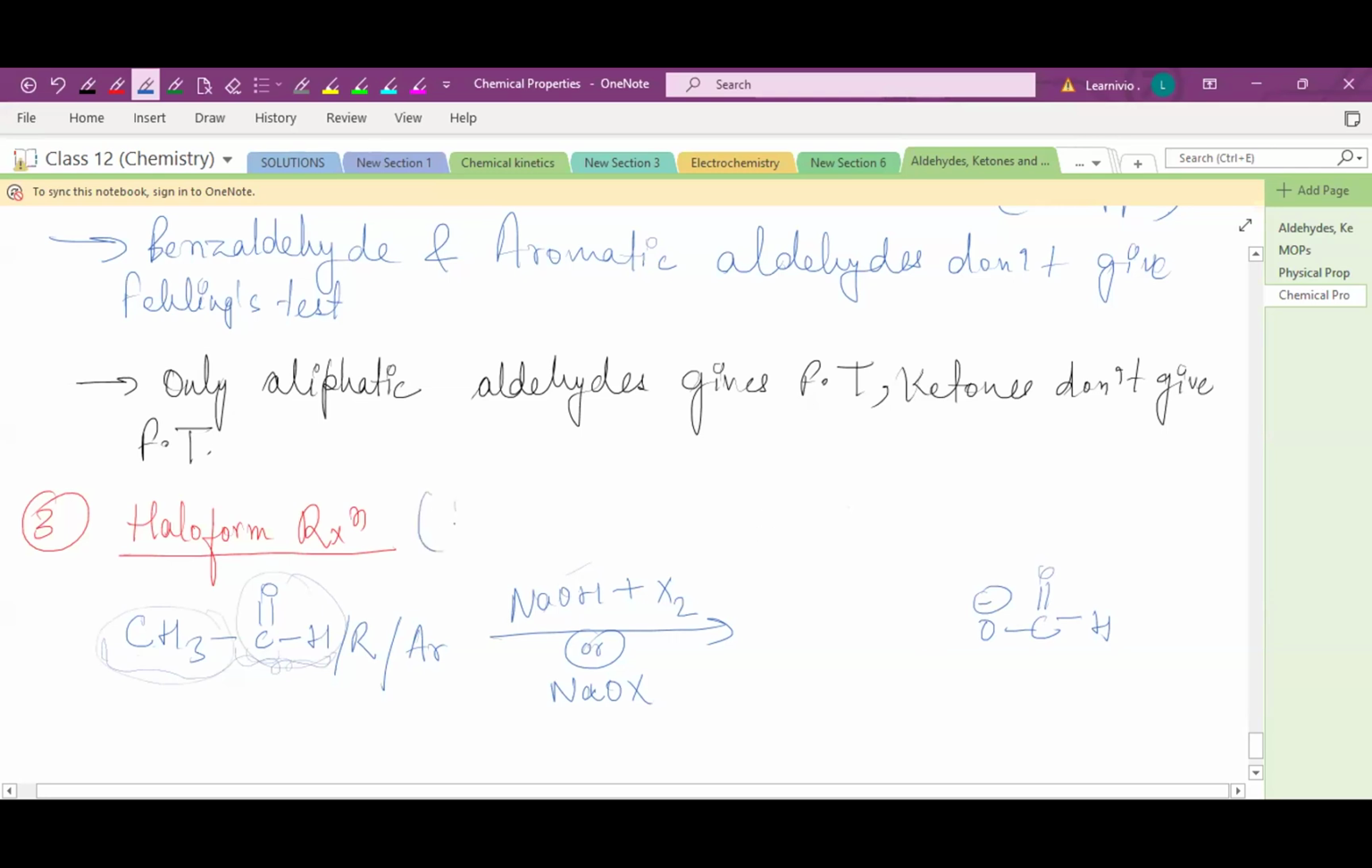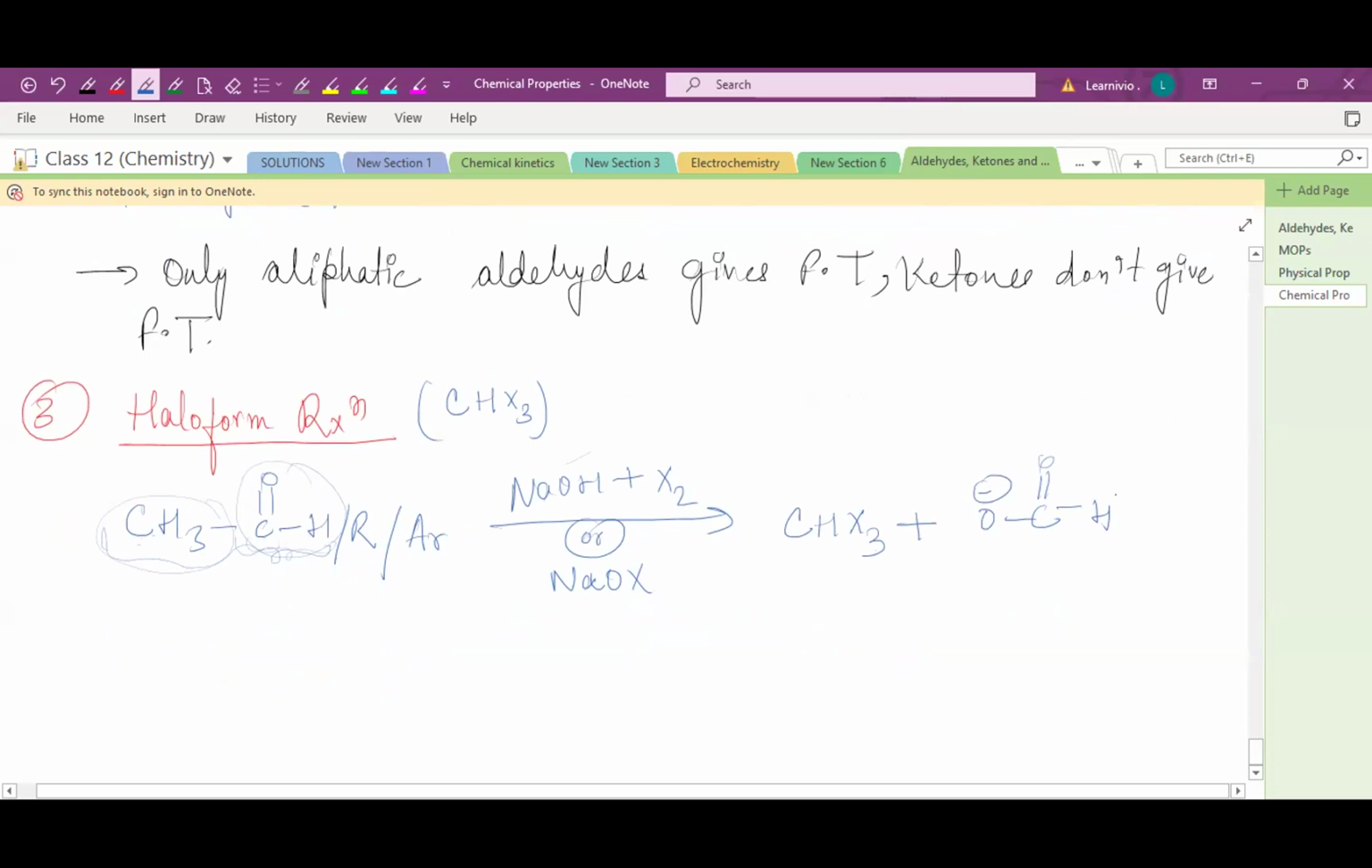So haloform, you know very well, is CHX3, with three halogens attached to the carbon. By using this one carbon, you form CHX3 plus the acid. This could be an aldehyde group, or a ketone group could also be there. Suppose I attach CH3 in the place of hydrogen, so it is CO with CH3 over here and OH over here. The ketone will be converted into a carboxylic acid over here, right?